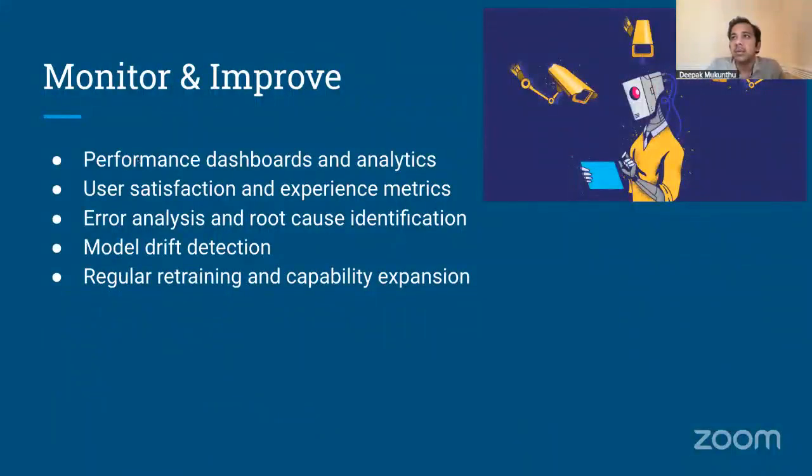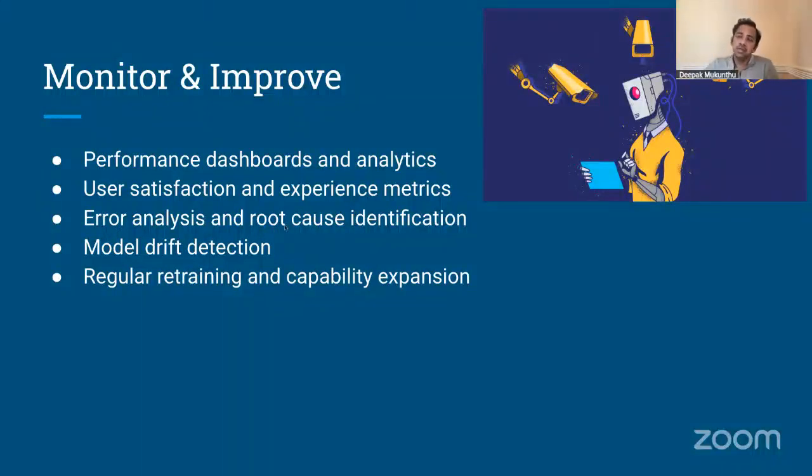Okay, monitoring and improvement. I think I briefly touched upon this. Performance dashboards and analytics, again, are very important like for any other product, more so in AI because these are autonomous and semi-autonomous systems. User satisfaction and experience metrics, again, thumbs up, thumbs down, is a good way of capturing user satisfaction. Also, implicit feedback, like did the user do what you were expecting them to do when the agent provided them some information? Those are implicit signals. If you can capture that, you can measure user satisfaction.